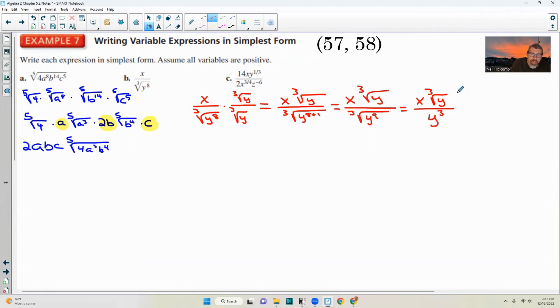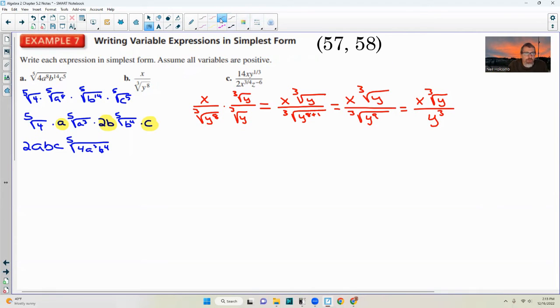Okay. Again, you can check this with your calculator by substituting in a value, storing a value for x, store a value for y, plug this in, check to see what decimal you get or answer, and then plug this in and see if you get the same answer. Okay, so now let's do C.